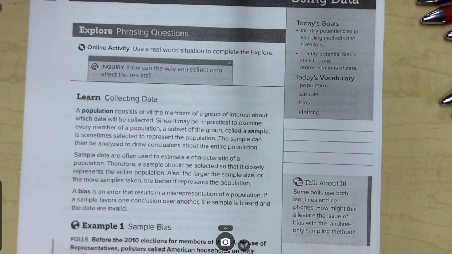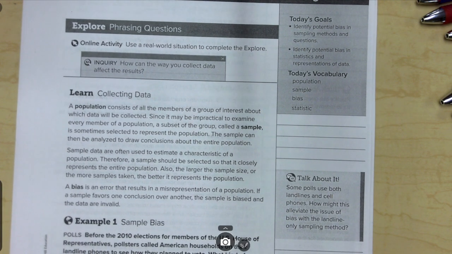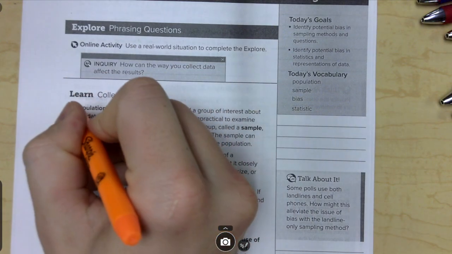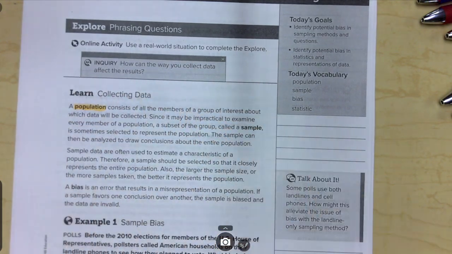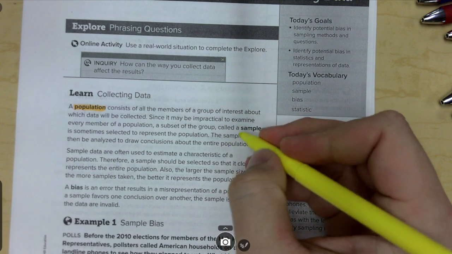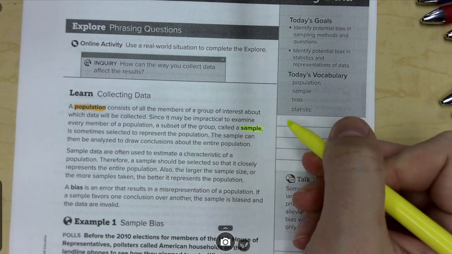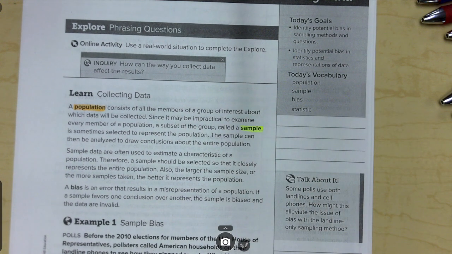So, a population consists of all members of a group of interest about which data will be collected. Since it may be impractical to examine every member of a population, a subset of the group called a sample is sometimes selected to represent the population. The sample can be analyzed to draw conclusions about the entire population.